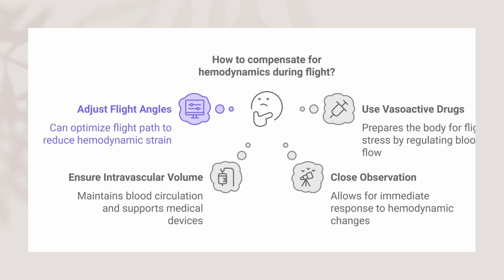Now, we are thinking about how to compensate for hemodynamic changes during the flight. As we can, we should inform the captain to adjust the flight angles and optimize the flight path to reduce the hemodynamic strain. Regarding our work, we ensure intravascular volume, maintain blood circulation, and support medical devices. If needed, we can use vasoactive drugs, preparing the body for the flight stress by regulating the blood flow. Also, close observation allows for immediate response to hemodynamic changes.